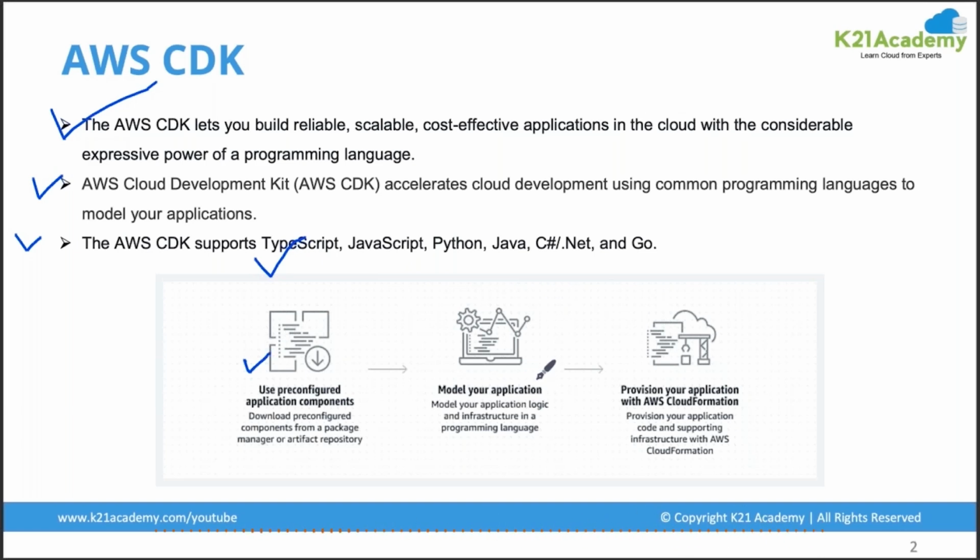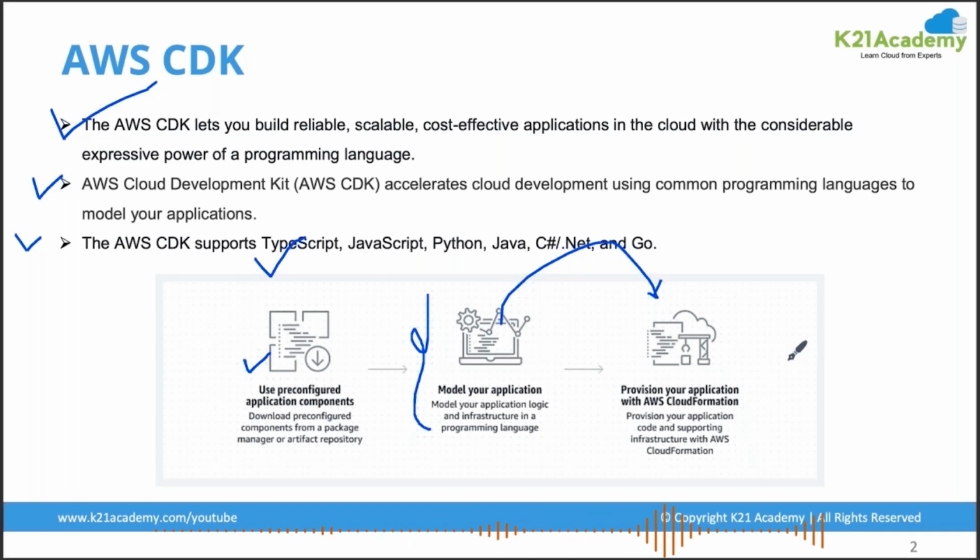Model your application logic and infrastructure in a programming language. This is what is important. In your programming language itself, you're going to model your application. Application code is there in any case. In addition to that, you can go ahead and configure your infrastructure as well. Then provision your application with AWS CloudFormation. Your application will be deployed, and along with that, the infrastructure will also be deployed. You can provision your application code and supporting infrastructure with AWS CloudFormation, right?